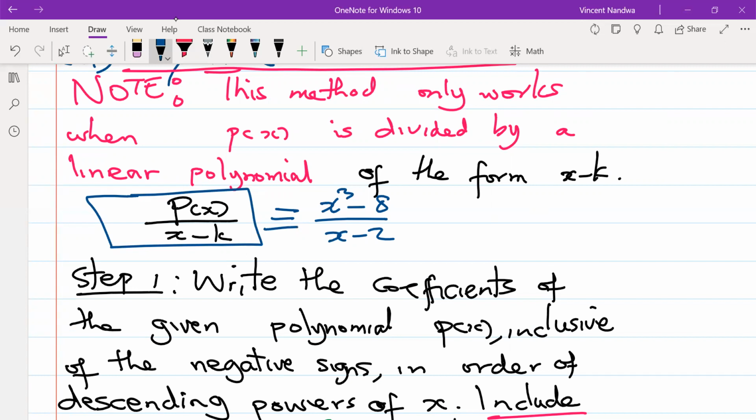Because remember, it's x minus k is how the formula should be, the structure of the division. So if you have x minus 2, then the place of k is taken by 2, not negative 2. You will say k equals negative 2 if the sign was plus. Okay? Yeah. So then k is 2.